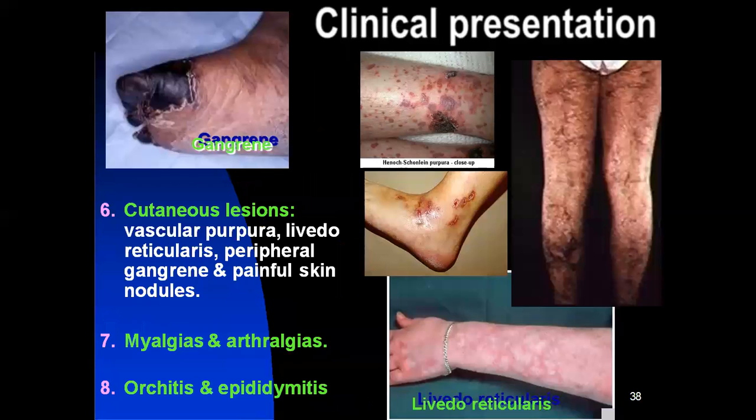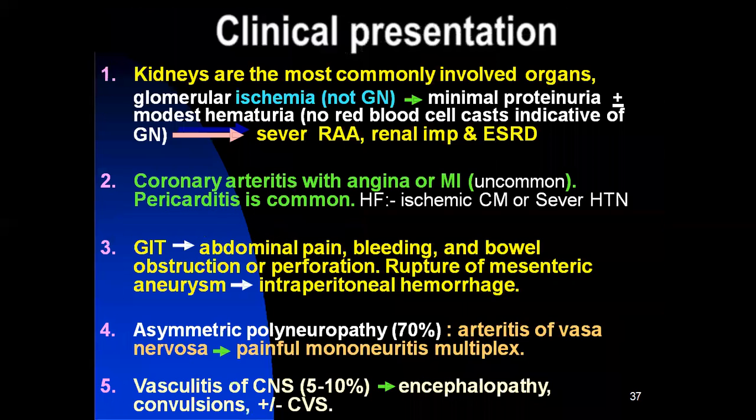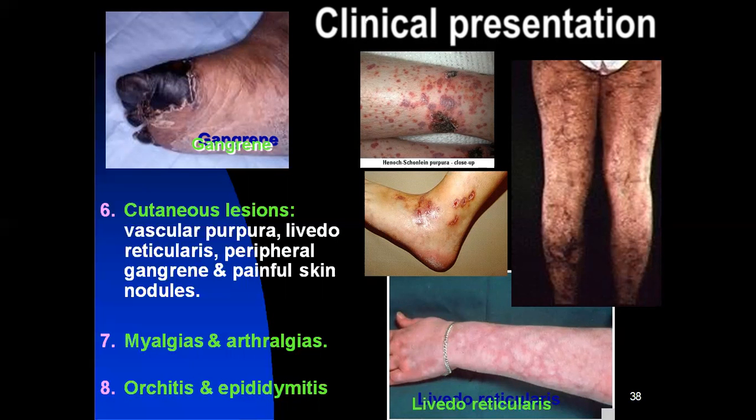So how does it look like? This is the gangrenous state and other skin lesions that become visible. Cutaneous lesions, vascular purpura, livedo reticularis, peripheral gangrene, and painful skin nodules may be seen. Myalgia, there is pain in the muscles, and also arthralgia, pain might also be seen in the joints. Orchitis and epididymitis may also be present. So this is how the clinical manifestation looks like. So it's affecting various parts of the body. It depends on which artery is getting involved, in which part of the artery, or supplying which organ gets involved.